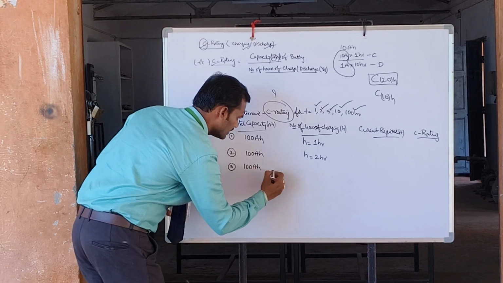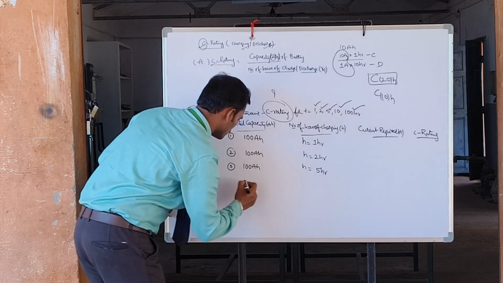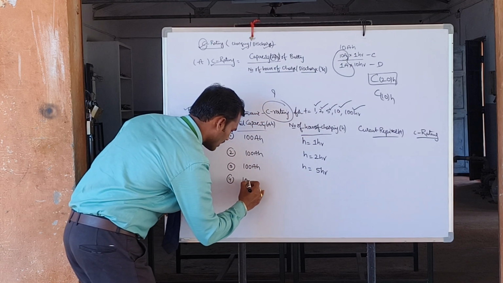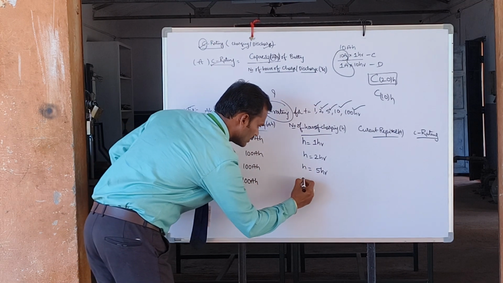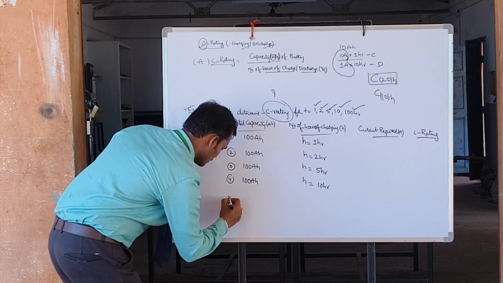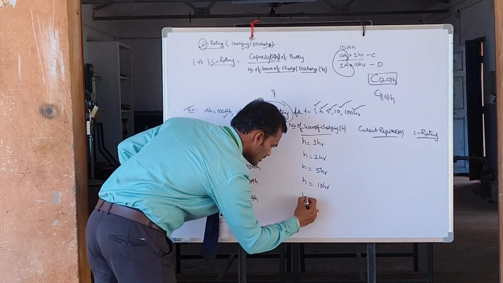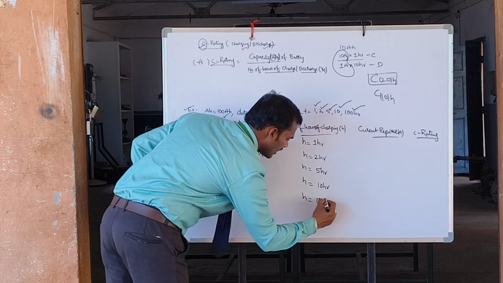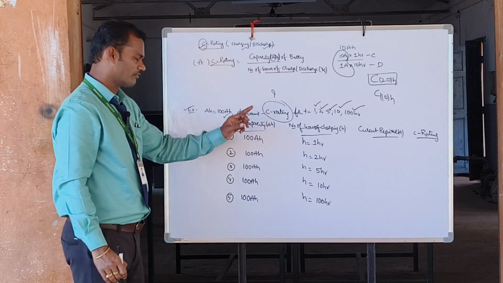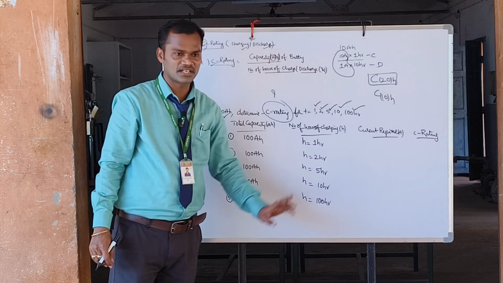Okay, so third bit, what is the capacity of the battery? 100 Ah battery is discharged for a time of how many hours? 5 hours. Okay, so fourth one, a 100 Ah battery is discharged for a time of 10 hours. Next one, a 100 Ah battery is discharged for a time of 100 hours. So for these 5 different time intervals, we want to identify what? The C rating of the battery.